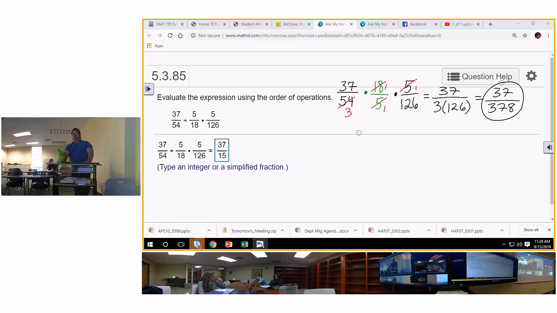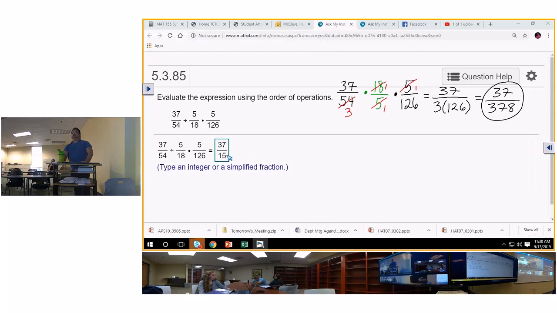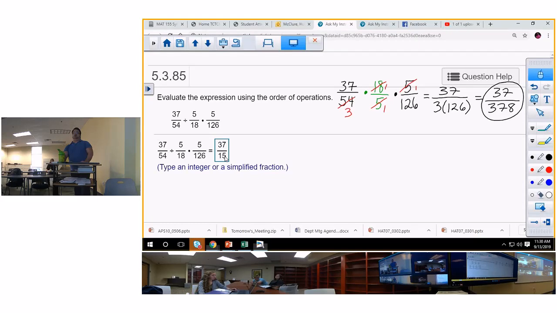So we've done another couple of test questions. I told you 5.3 is going to make up 40% of your test. 5.6 is going to make up the other 40%. The other 20% come from the previous sections, 5.1, 5.2. So let's change this. I don't know if I can change it or not. Yeah, I can change it.